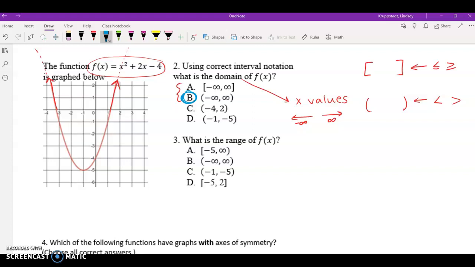All right, let's talk about the range. Range are our y values. How far up and how far down does this graph go?